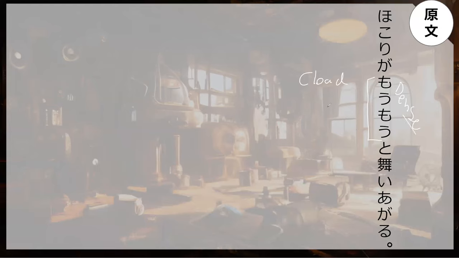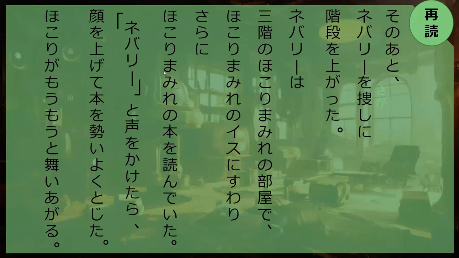Out of curiosity, why do you think this dust has suddenly floated up in such a large amount? You remember? Because he hon o tojiru, he closes the book. Yep, and he did it vigorously as well. Yep. Hon o ikioi yoku tojita. Yeah, it's going to cause a lot of dust.